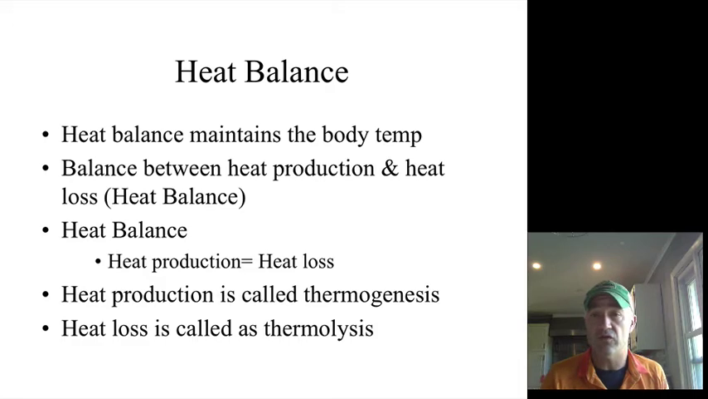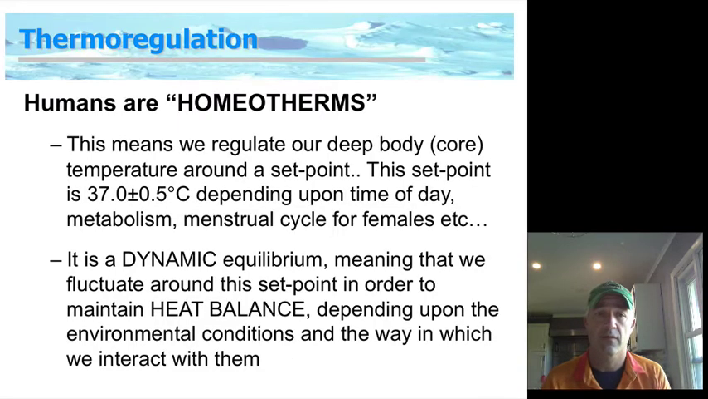If we are not able to balance this out, we're going to have a gain of heat or a loss of heat from the body. Heat production is thermogenesis, heat loss is thermolysis. And we are homeotherms, meaning we have a core body temp somewhere around a set point, 37 degrees Celsius plus or minus about a half a degree, so about 1 degree Celsius of change. So we're looking at a couple degrees of Fahrenheit either direction of that. And this is a range, not an actual single set point.